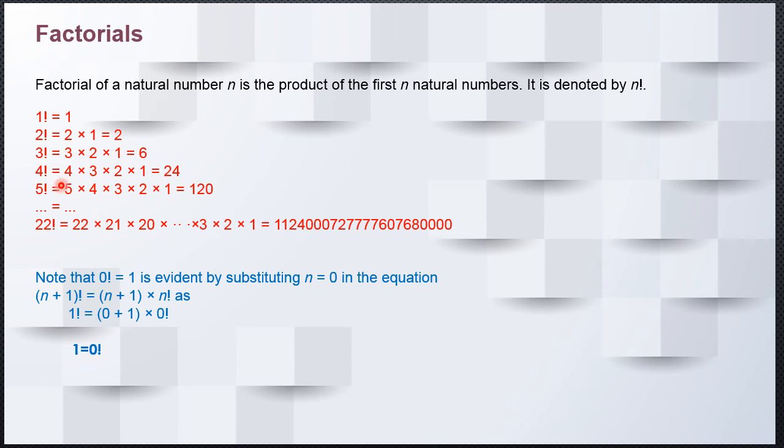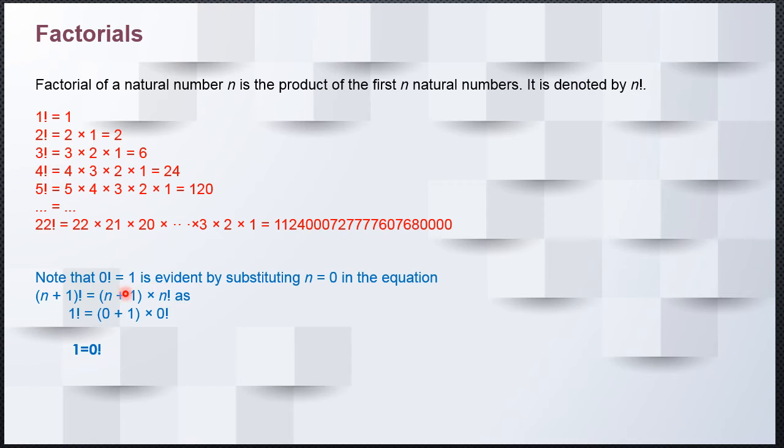So how to identify? For example, 3 factorial equals 3 into 2 factorial. 4 factorial equals 4 into 3 factorial. 5 factorial equals 5 into 4 factorial. Take the same number, then decrease by one number and put factorial. This is the whole form. So n plus 1 factorial equals n plus 1 into n factorial. This is the general form of the factorial symbol.